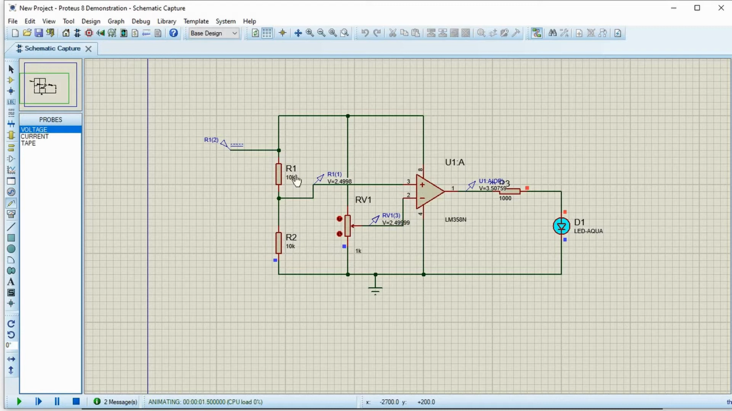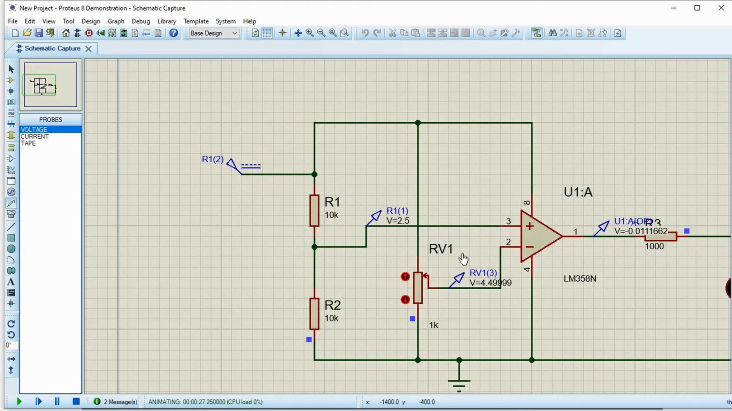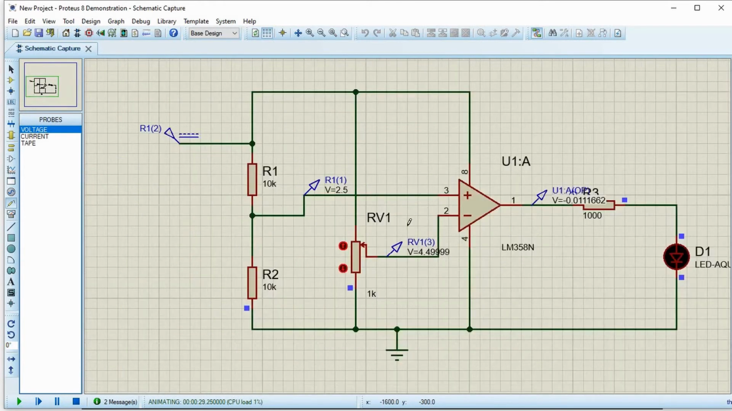Now this has 10k and 10k, so it is divided to 2.5, 2.49. Similarly, the pot is in the middle position. Let me zoom in. The positive is at 2.5 volts and the negative one is at 4.9. The higher one is in the negative, so the output has become low, 0 volts. It will go either to the supply Vs or to ground. So the LED is also off.